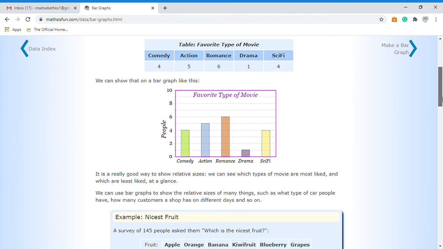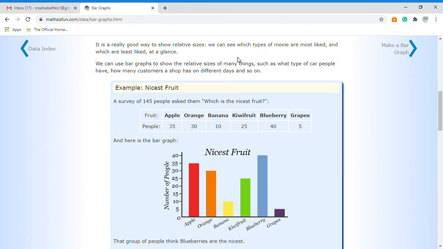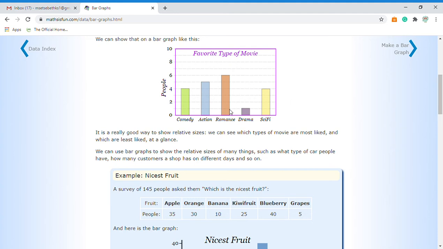Good, so let's take a look at what they say. They say it is a really good way to show relative sizes. We can see which type of movies are liked most and which are liked least. Well, that is true. We can immediately see this, that romance is liked the most and drama is liked the least. We can use bar graphs to show the relative sizes of many things, such as what type of car people have, how many customers a shop has on different days, and so on.